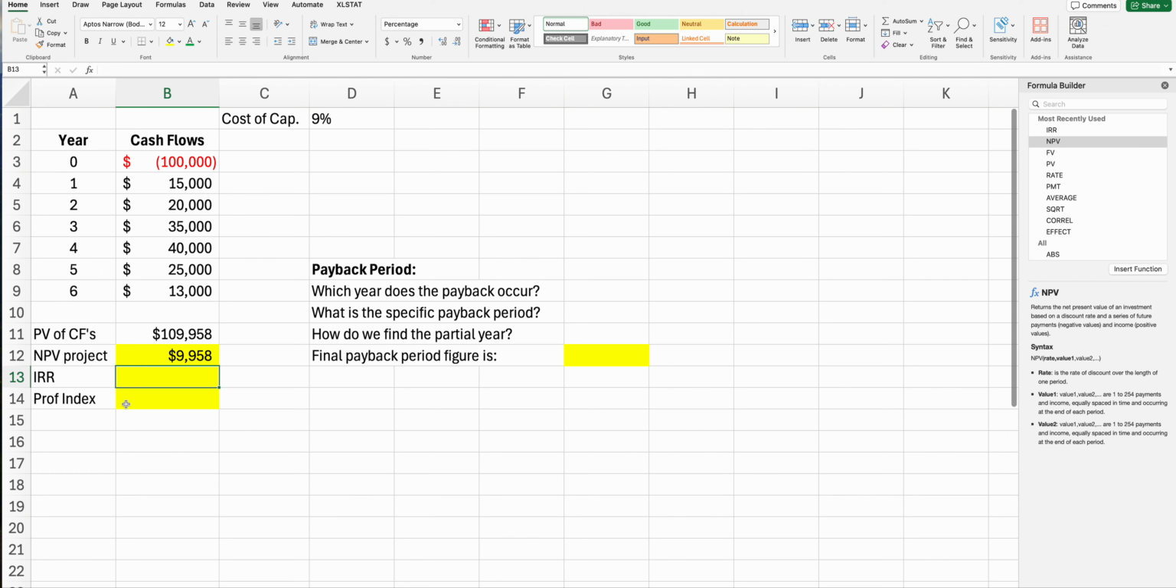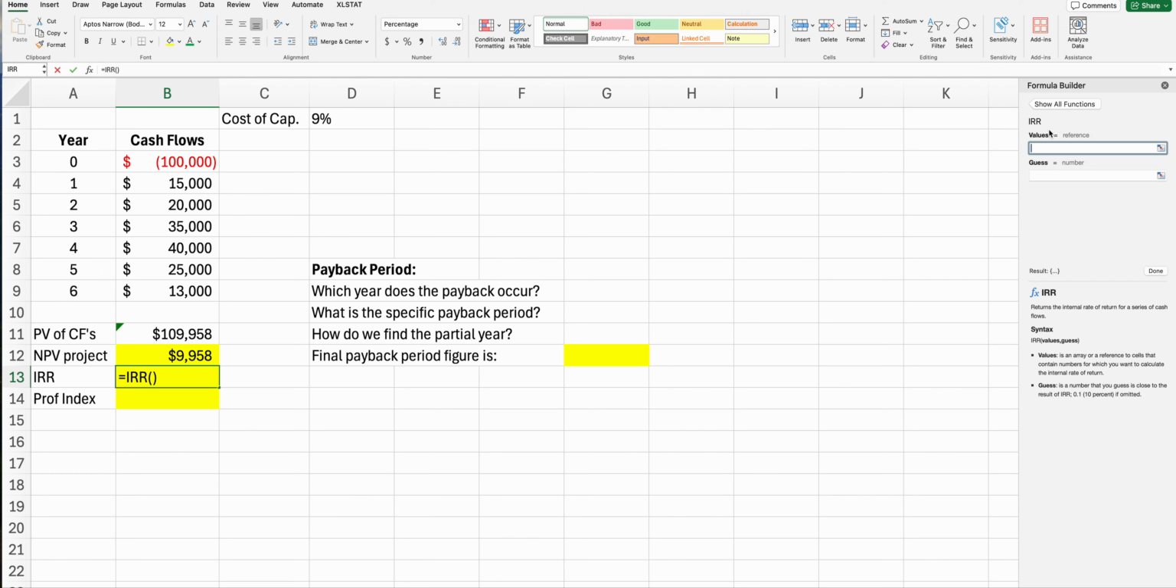Okay. Now, the other decision rule that we work with quite a bit is internal rate of return. So internal rate of return is a way to utilize a percentage rate of return metric instead of a dollar amount. So a lot of managers prefer to use rates of return as opposed to maybe longer dollar amount figures. So in this case, we could find the internal rate of return by utilizing the IRR function. So I can add the IRR function.